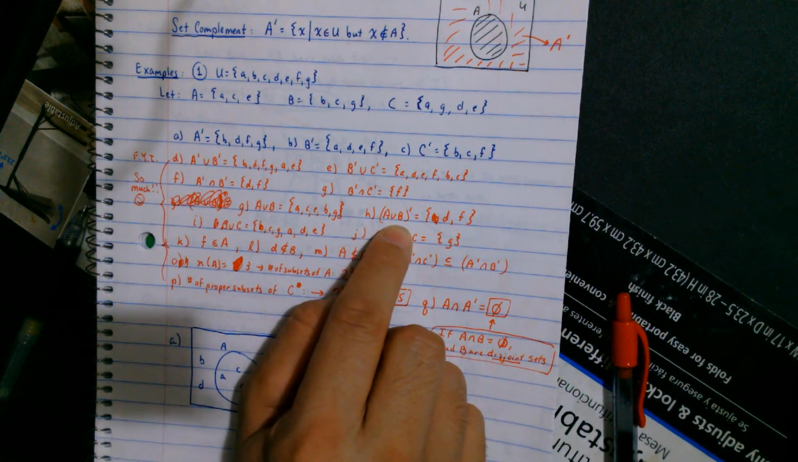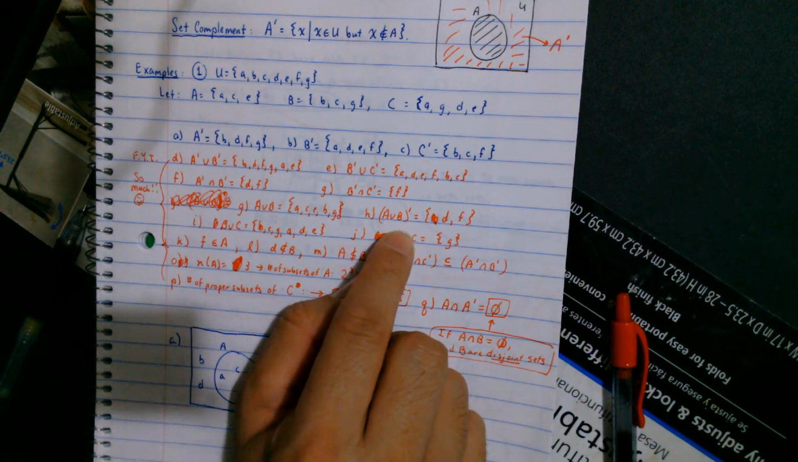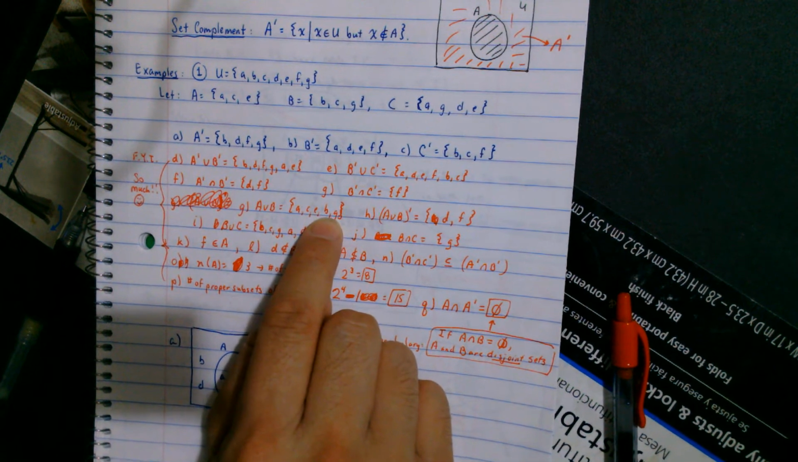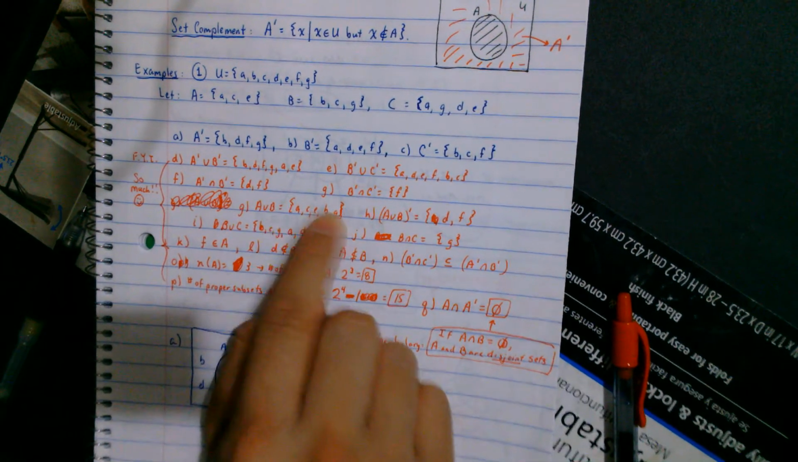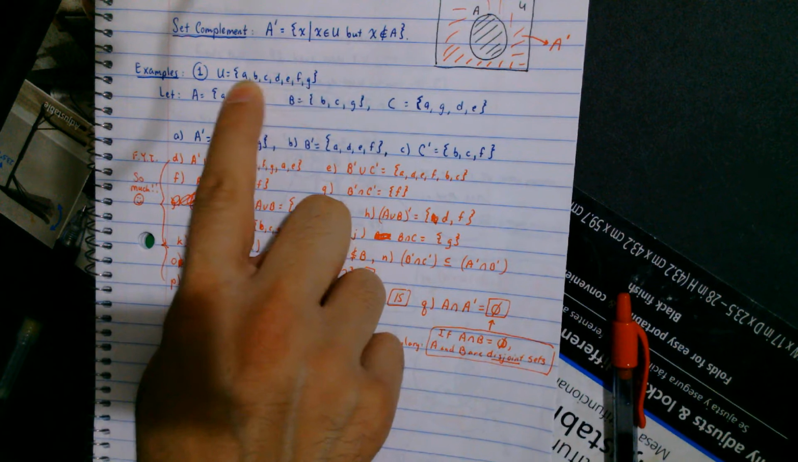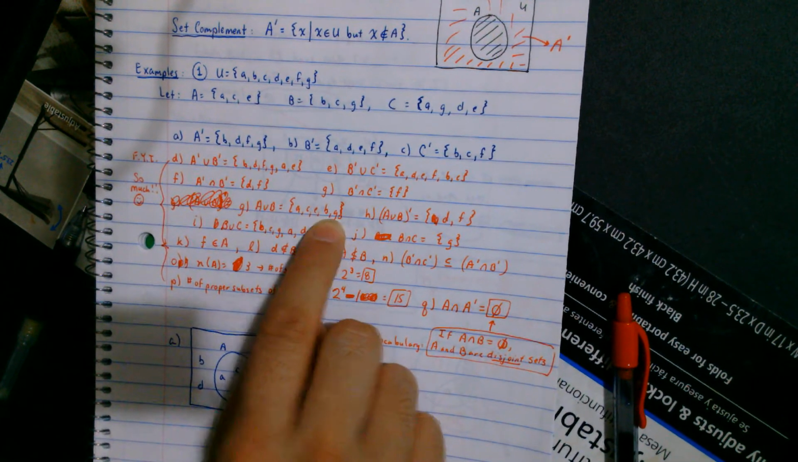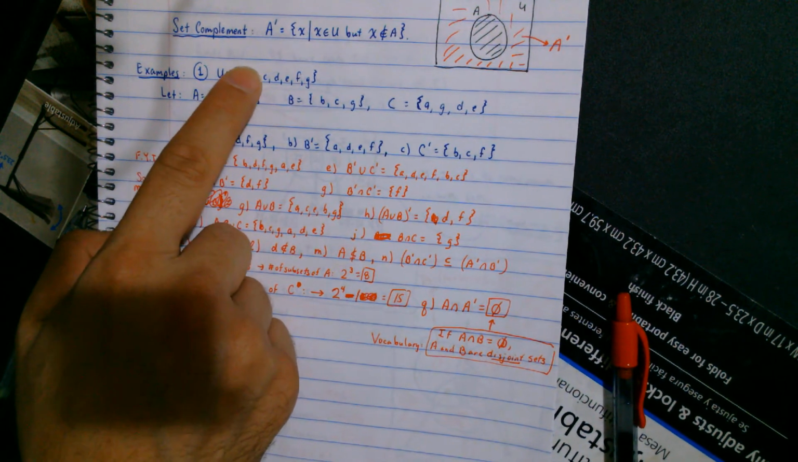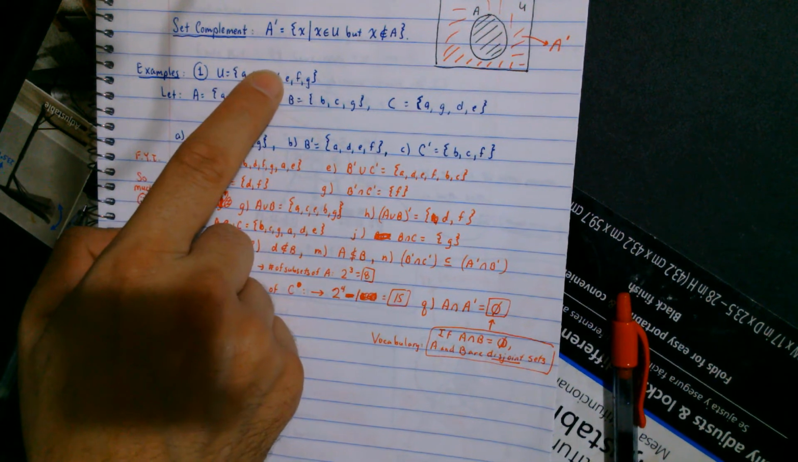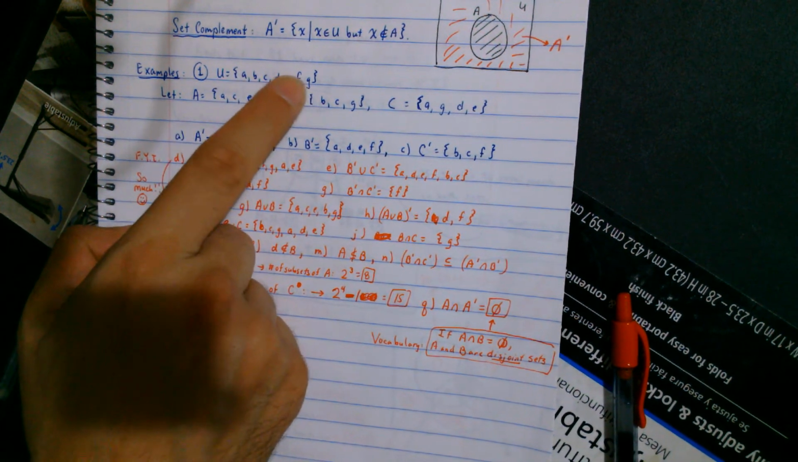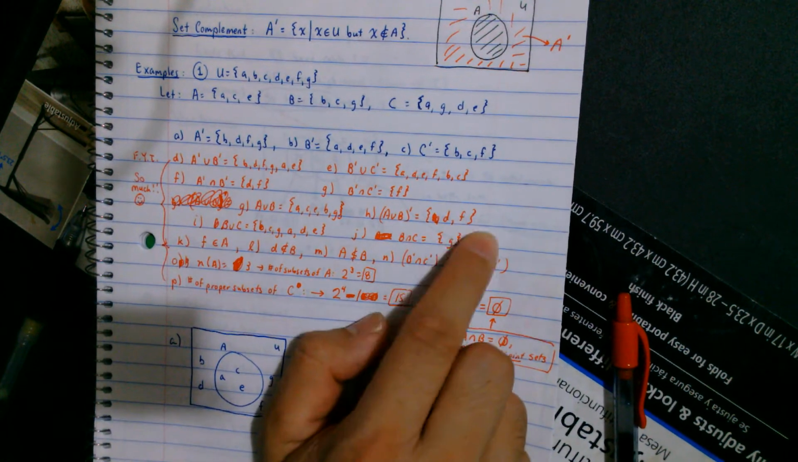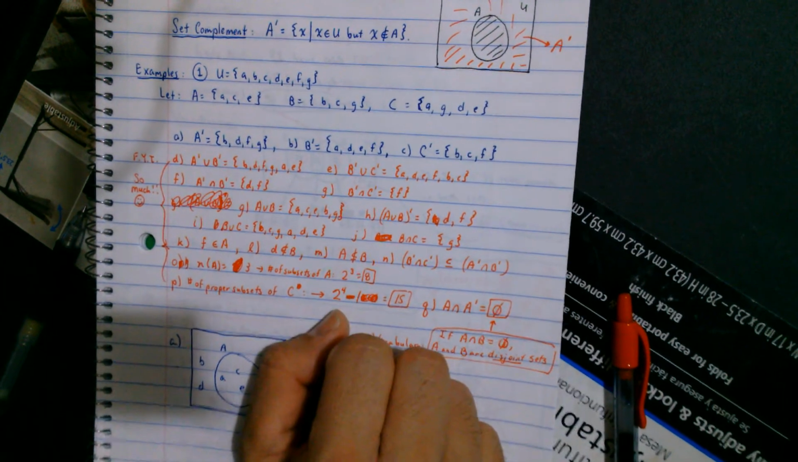This says the complement of A union B. This is A union B: A, C, E, B, and G. Complement of this set means what's in the original universe that doesn't include these guys. So A, C, E, B, and G. So in the universe, all that's left is D and F. And that's the complement of the union.